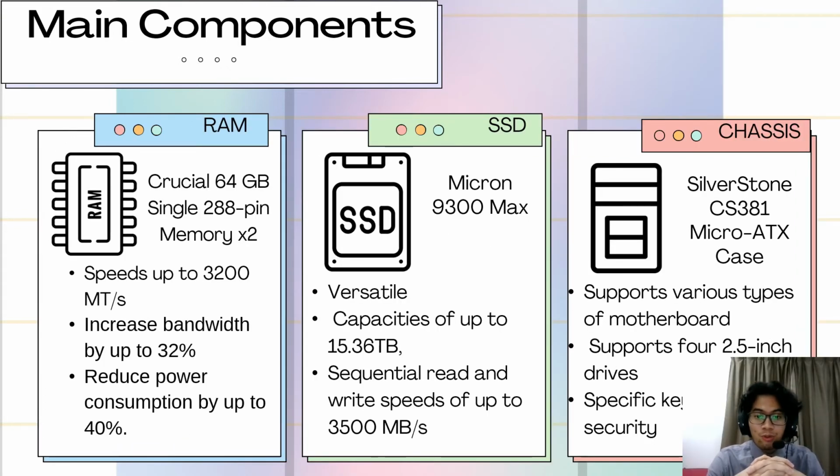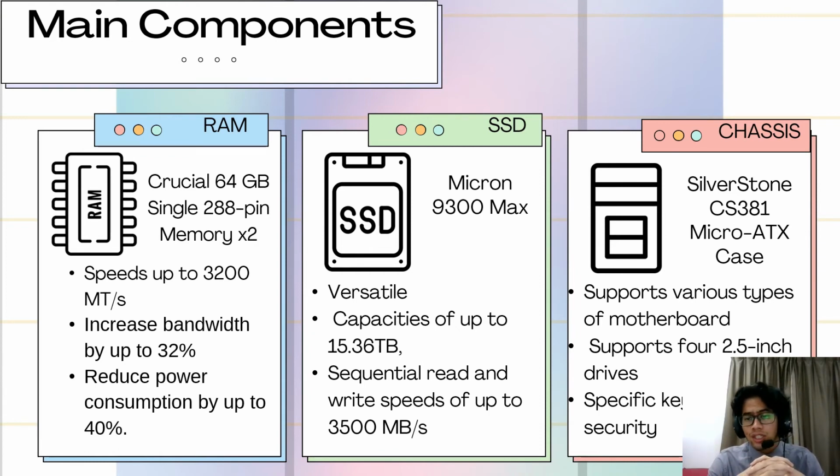Firstly, in choosing RAM, we're not going to use the typical RAM that we usually use in our PC. Instead, we are using ECC RAM, specifically from the Crucial brand. It can reach speeds up to 3200 megatransfers per second, which means it can improve our system responsiveness and multitask with ease. It also has increased bandwidth of up to 32%, which means data can be transferred faster, and this will result in our website loading faster.